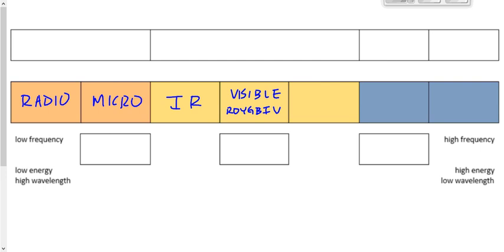Before infrared, before red. What's the next one that comes after violet? Ultraviolet. Ultraviolet. Yeah?